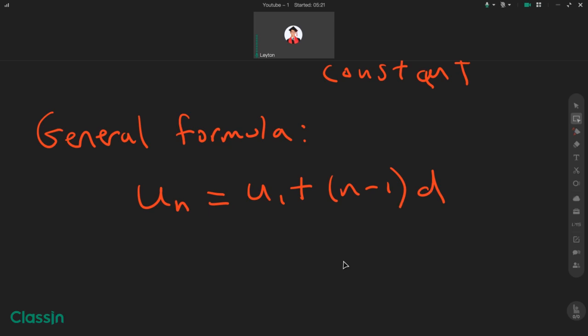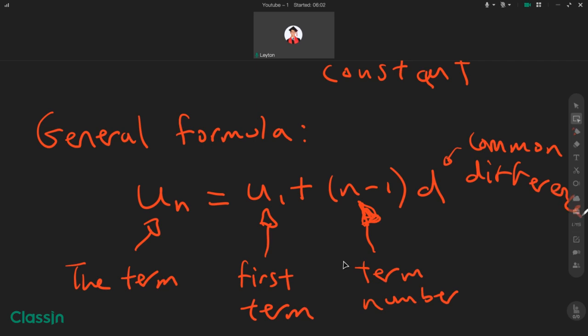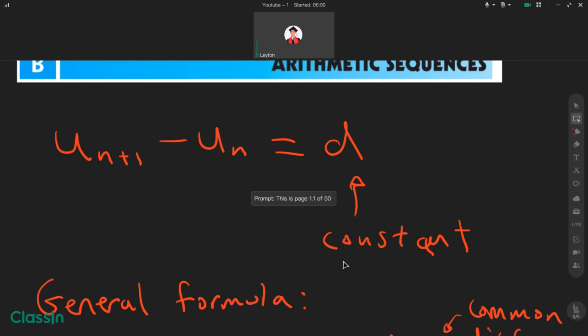So I'll explain every term right now. This is the term. For example, U of 1 would be the first term, U of 5 would be the fifth term. And this is the first term, so it's U of 1. And this is the n, the term number, and this is the common difference D that we just found above.